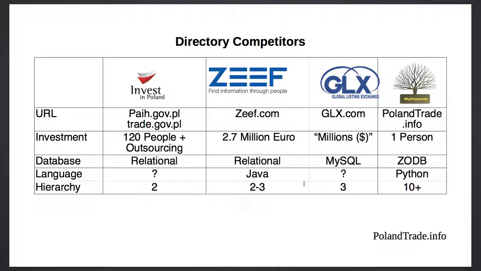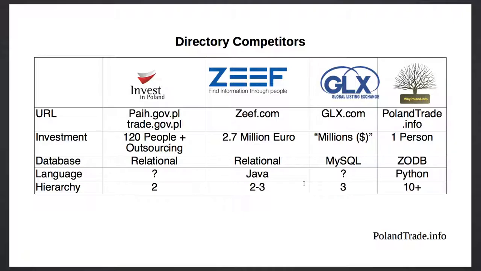Invest in Poland is the big one here in Poland. They actually have 2 different URLs, ph.gov.pl and trade.gov.pl. Trade.gov.pl includes this database. ph.gov.pl has every country office with their own web page, and then within that they have 2 or 3 categories of information. They have, of course, 120 people, plus they have an outsourcing team, and that runs on a relational database. Zeef.com, they got 2.7 million euros, also runs on a relational database, just a 2 to 3 level hierarchy, depending upon how you count it. GLX, I'm very pleased to say that GLX finally got their software running. They actually have a 3-level hierarchy, a little bit better.